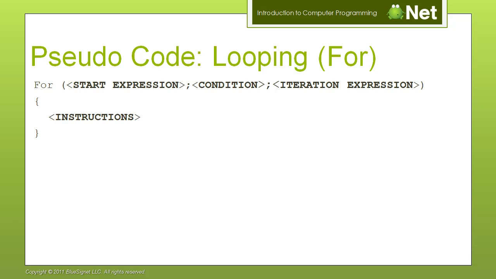We say for the start expression, let's say i is equal to 1, or the counter is equal to 1, a condition that i is less than 10, and an iterate expression, which is the increment, so i is equal to i plus 1. The start expression is the variable that we start with, our initial value. The condition is when that value is met, and the iterate expression is what we do to that value every time we pass through this loop.